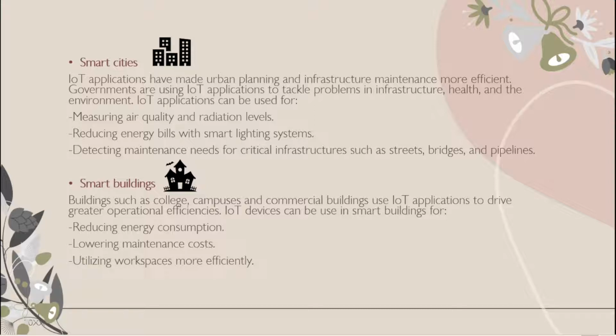The fourth example of IoT devices is smart buildings. Buildings such as colleges, campuses, and commercial buildings use IoT applications to drive greater operational efficiency. IoT devices can be used in smart buildings for reducing energy consumption, lowering maintenance costs, and also utilizing workspaces more efficiently.